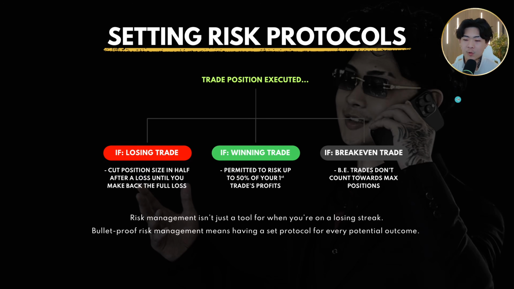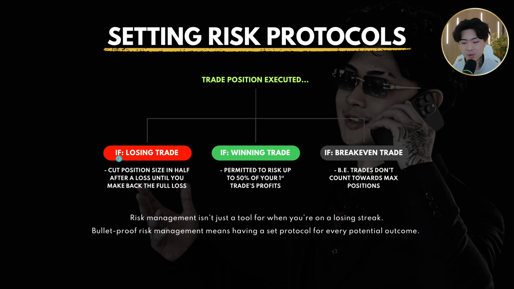Next we have risk protocols. We covered risk parameters, now let's go into risk protocols. These are basically the if-then scenarios you want for your risk management. A trade position is executed, right? You take a trade, and there are only 3 outcomes: a losing trade, a winning trade, or a break-even trade. Regardless, you want a set protocol for each of these outcomes.